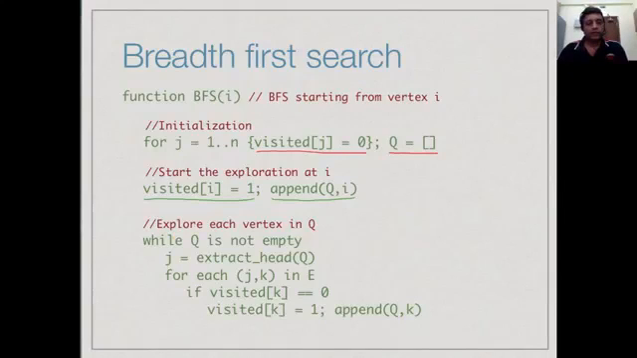We extract the head of the queue, the vertex to be explored next. For each of its outgoing edges, if it is something which has not been visited before, we mark it as visited and we add it to the queue. So this is exactly the code for the algorithm we just executed by hand, and it's quite straightforward. There are two data structures, an array to keep track of the visited vertices and a queue to keep track of vertices which need to be explored further.